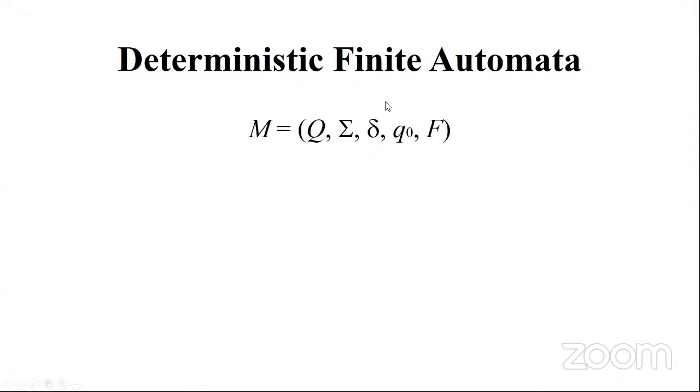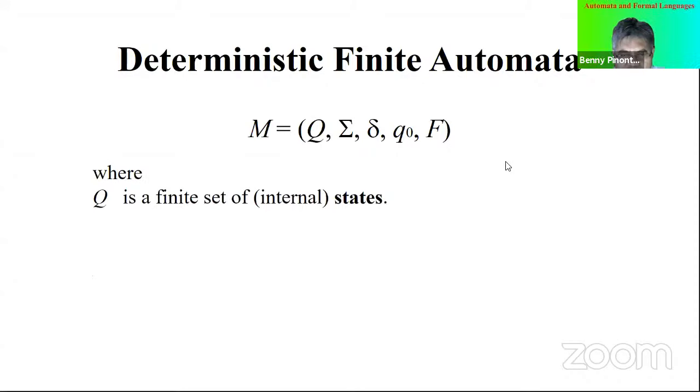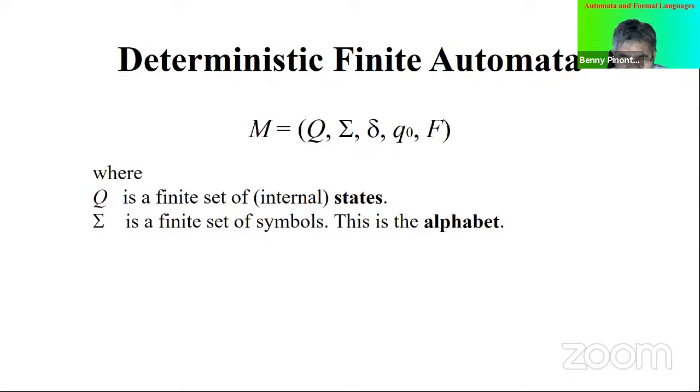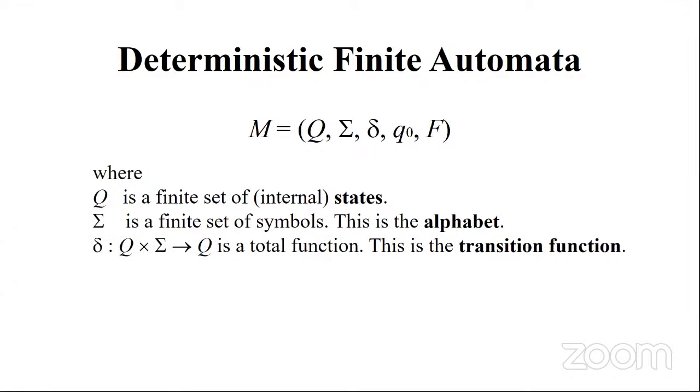Q, sigma, delta, Q0, and F, where Q is a finite set of states, internal states, and sigma is the alphabet, that is the input symbols, and delta is a total function from Q times sigma to Q. It is called the transition function.